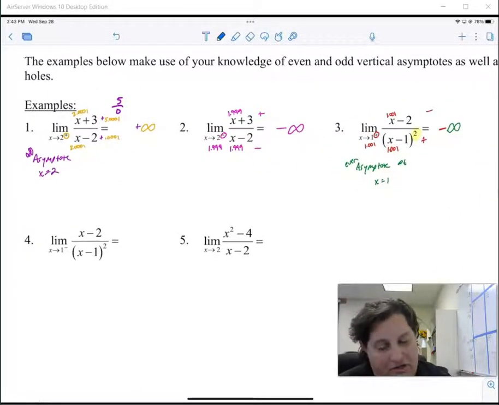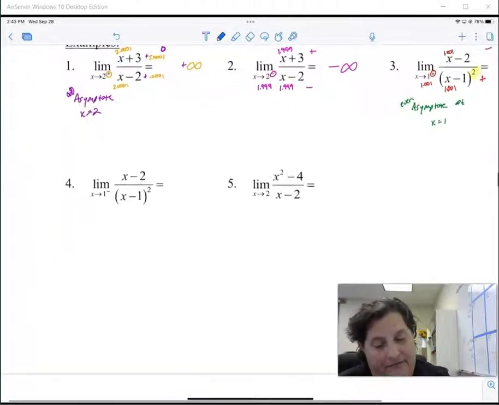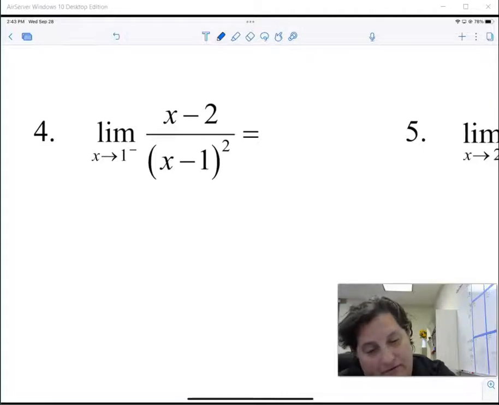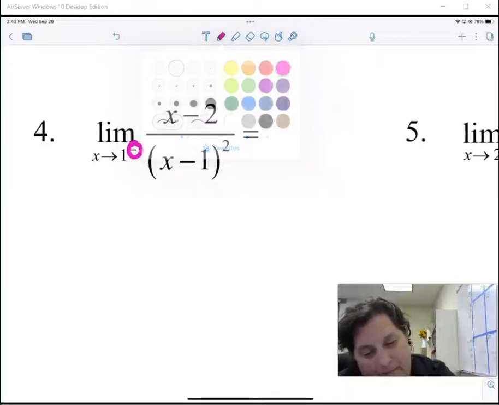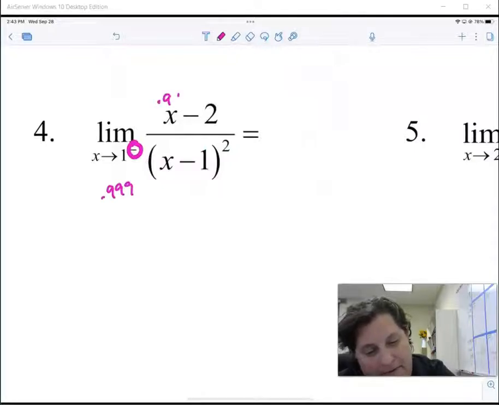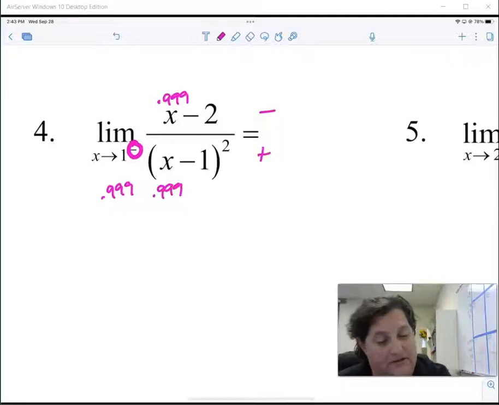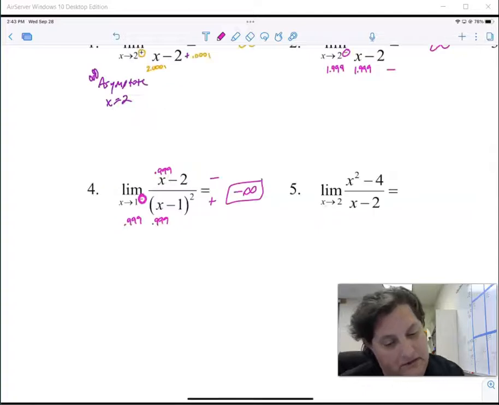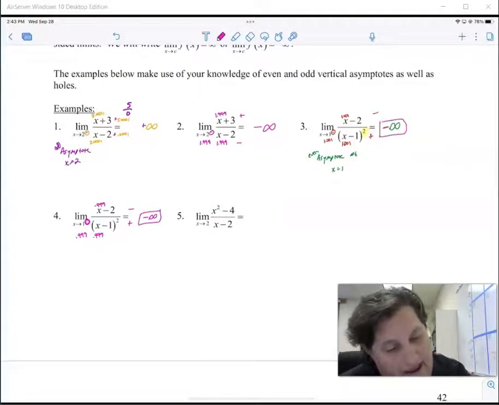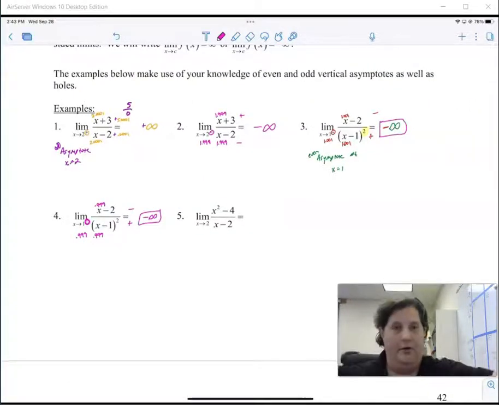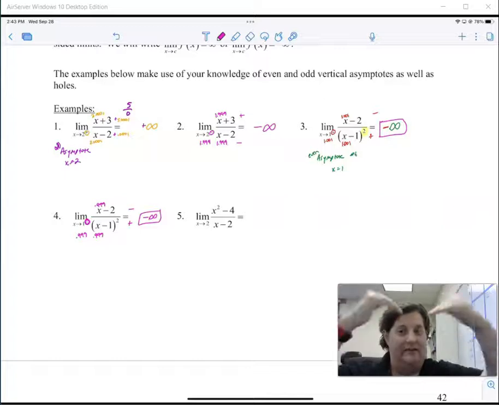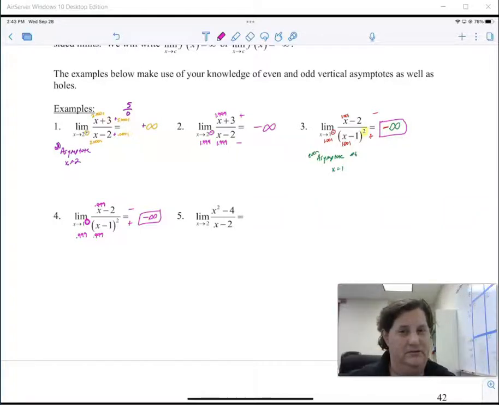Okay, same question from the left. So that's like 0.999. Well, 0.999 minus 2 is negative. 0.999 minus 1 is also negative, but when I square it, it's positive. So negative divided by a positive is a negative. So look at what happens here, you guys. Both to the left and the right of 1, both go down. And that's why it's an even asymptote. So we're expecting those to go the same way.